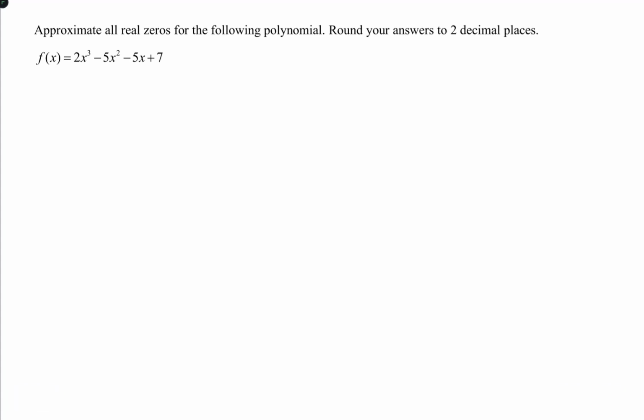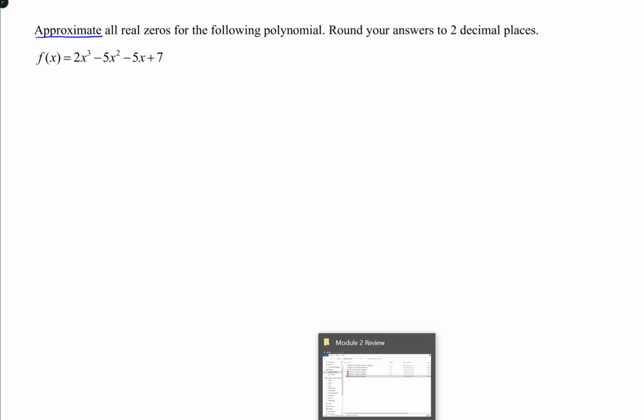Approximate all real zeros for the following polynomial. Round your answers to 2 decimal places. So the key word here, approximate, tells us that we aren't going to be able to find these exactly. Exact answers would have square roots, the constant i, things like that. So that we can approximate means we can use our calculator.